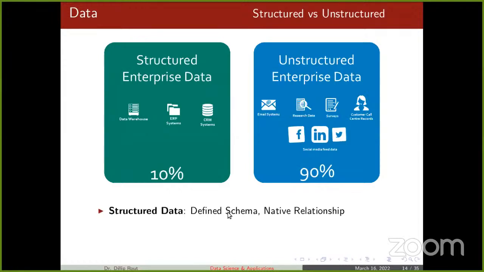That means the title is there. Suppose in an Excel sheet you are writing name, roll number, and mobile number. So my name is Dillip, then roll number is 2, then mobile number is 98 something. All these things are there. So that header in the Excel is called the schema. That schema is available when we are talking about structured data, and there is a native relationship.